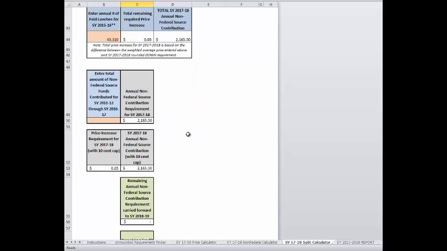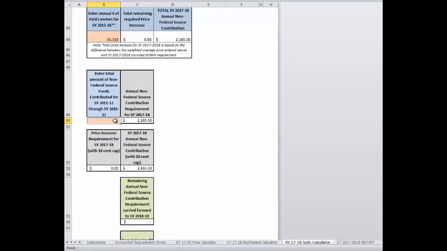Now if we scroll down a little bit more, we see a box for entering non-federal source funds contributed between school year 2011-2012 and school year 2016-17. Now again, this is another opportunity to take a moment. This also confuses many sponsors.